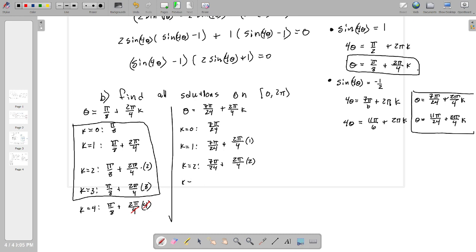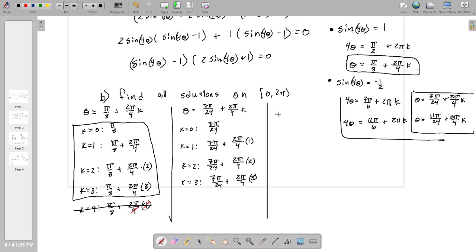K is equal to 3. It would be 7 pi over 24 plus 2 pi over 4 times 3. Now, I don't need to write the last one, obviously, because this is not a solution. If we had k is equal to 4, again, it would cancel with the denominator, and we would have 7 pi over 24 plus 2 pi, which would put us outside of the range from 0 to 2 pi.